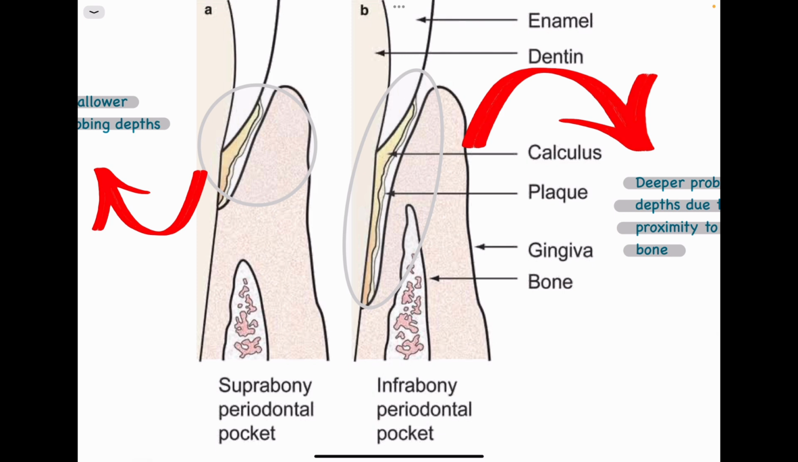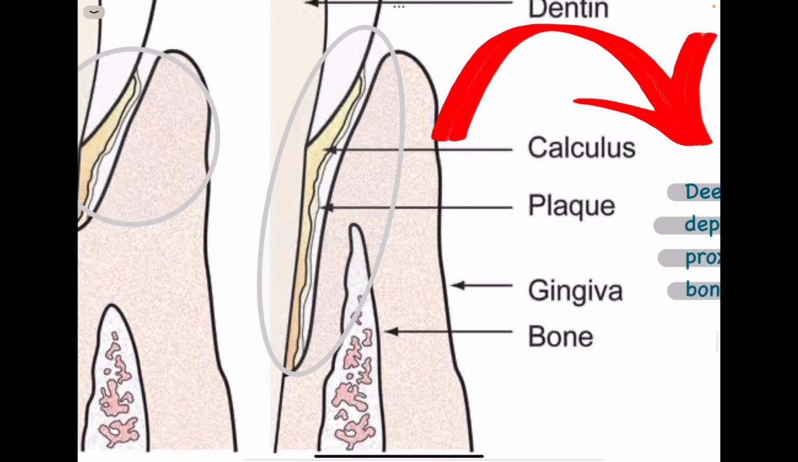Also previously we have seen that this suprabony pocket consists of only one tissue wall, a soft tissue wall. Whereas in case of intrabony pockets, there are two walls. One is the soft tissue wall and the other is the hard tissue wall. Now this hard tissue wall is formed from the alveolar bone itself. So in this diagram, it is very clear that one of the walls is formed by the alveolar bone.